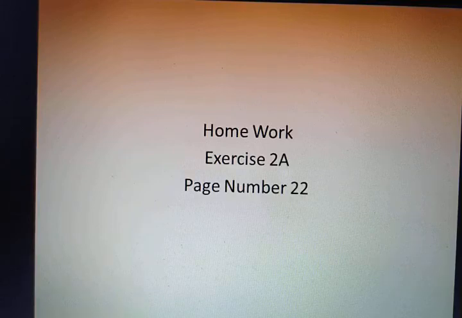Until that time, I'm giving you homework: exercise 2A, page number 22 of the book. The materials have already been provided to you.